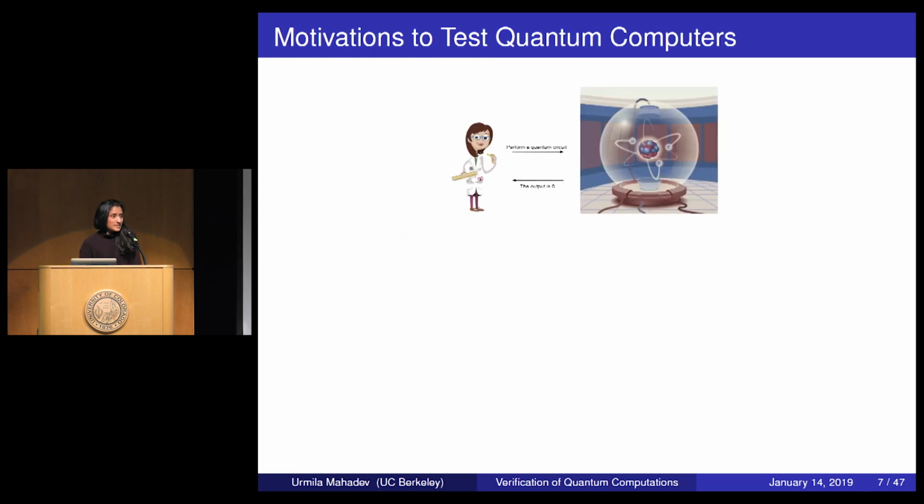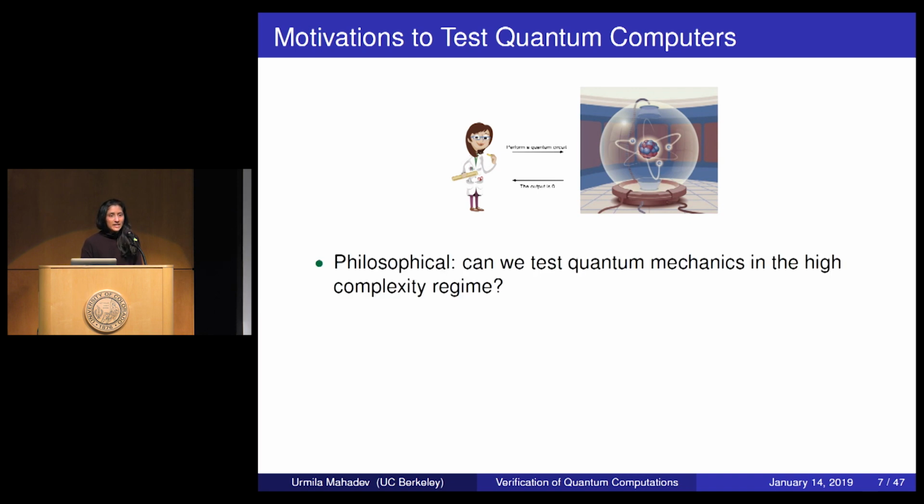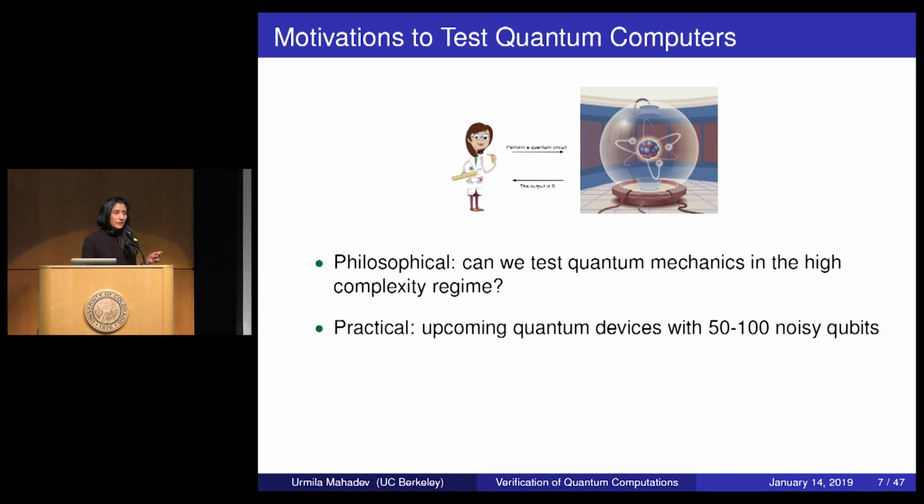So now I've told you what it means to classically test quantum computers and why it's so difficult. Now I'm going to motivate it from a few different perspectives, starting from the philosophical perspective. Here the question is whether we can test quantum mechanics in the high complexity regime. This is an inherently difficult question because as we reach the high complexity regime and we see this exponential scaling, we're no longer able to classically predict the outcome of the system. So if we could classically test quantum computers, this would serve as a method for testing quantum mechanics in the high complexity regime.